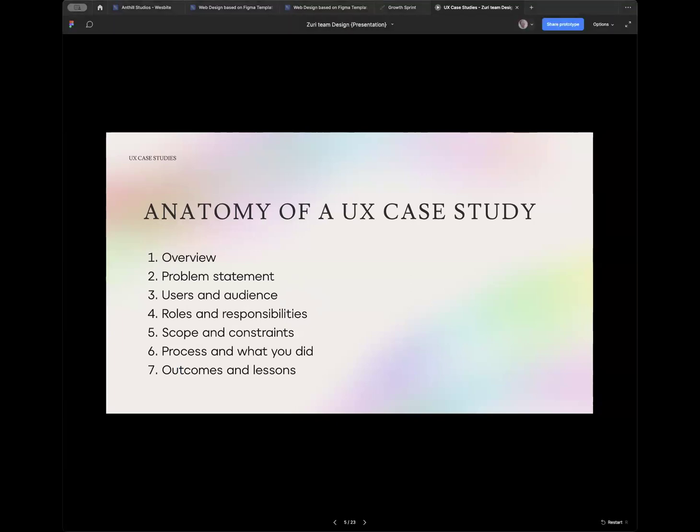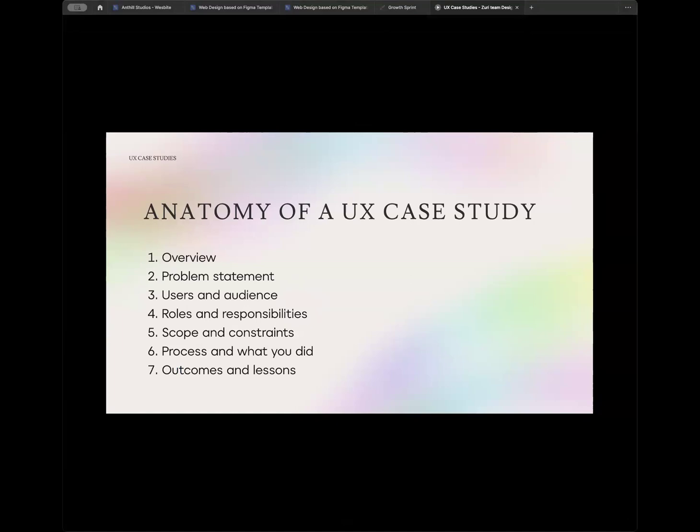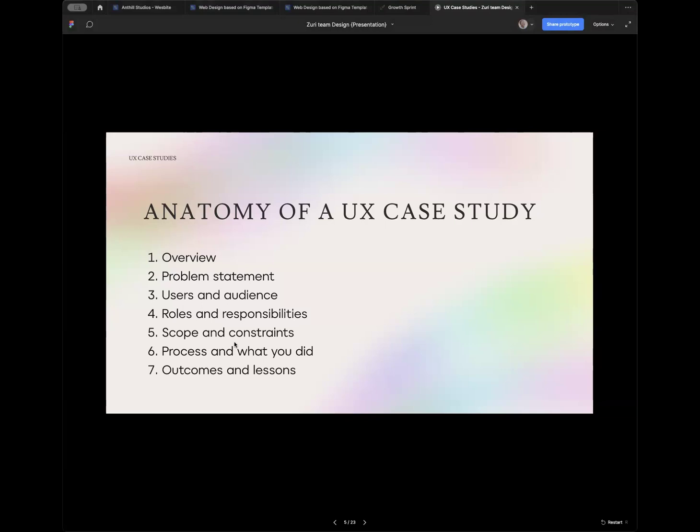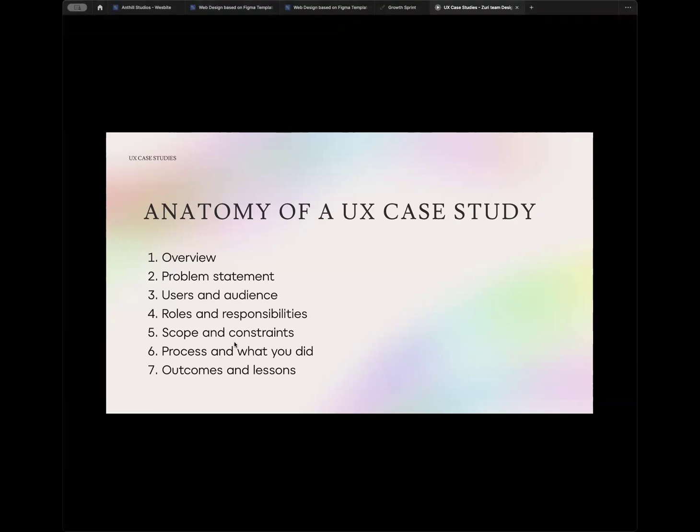When we're talking about the overview, we said it is a quick summary of the company or product. This is where you provide initial context. Then we have the problem statement: why did this project need to happen? Then we have the users and audience: who were the users? This is where we help the reader understand who we're designing for. And the roles and responsibilities is where we talk about what you did, who else worked on it, how big the team was, just talk about everyone.